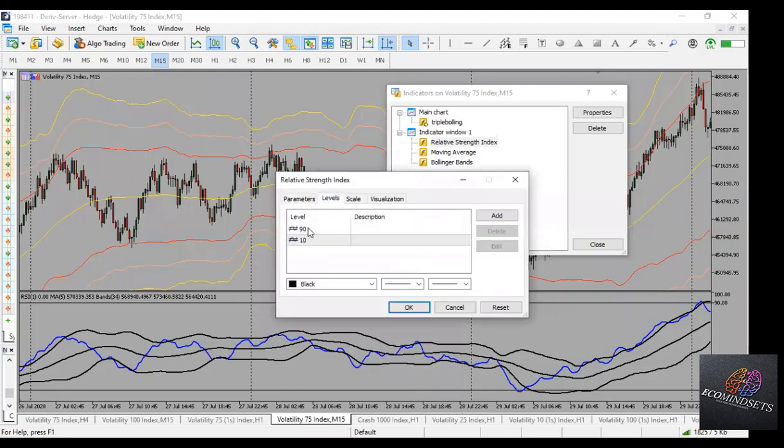The only thing we need here is the levels. So set level 90 and level 10. That is all we need. After that, you click on OK.